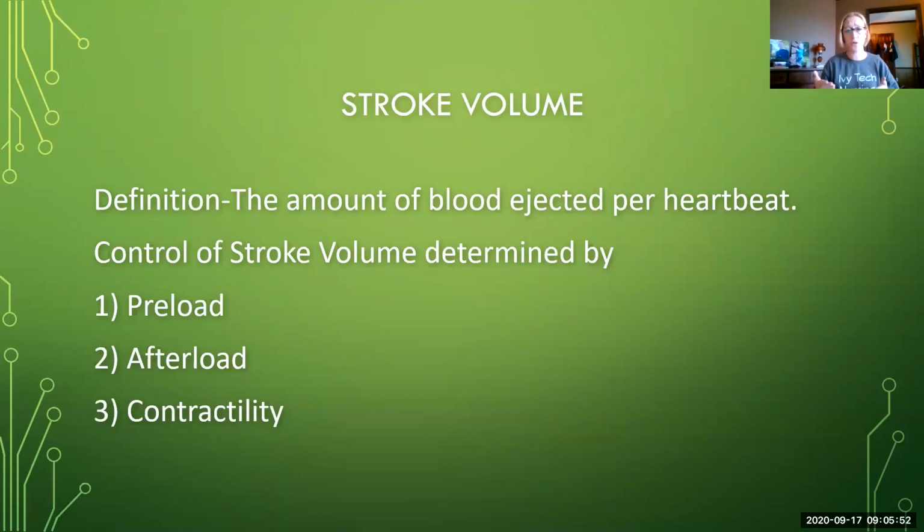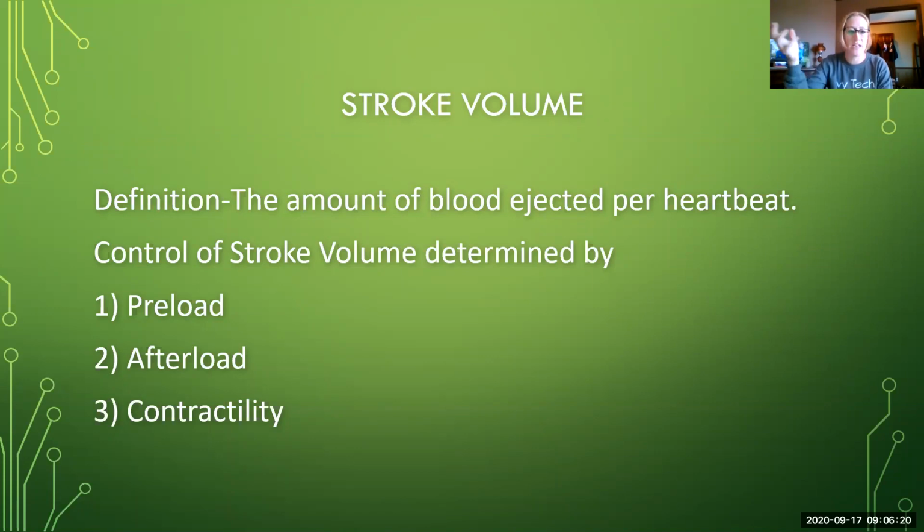And then your afterload is the neck of the balloon. It's the resistance, what the heart has to pump up against in order to get blood to the rest of the body. So the tighter you hold that balloon, the harder it's going to be for the balloon to push the air out. And if you let go, the balloon will go flying around the room. So it's easier then. It decreases that afterload, that resistance the heart needs to pump up against.